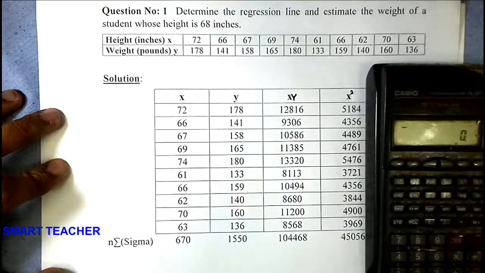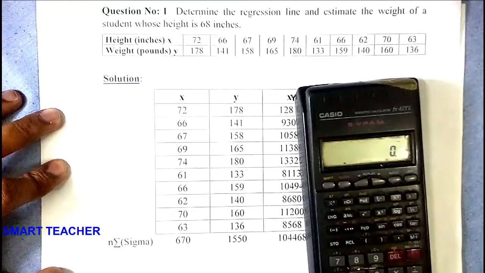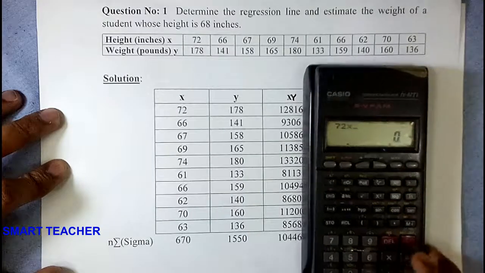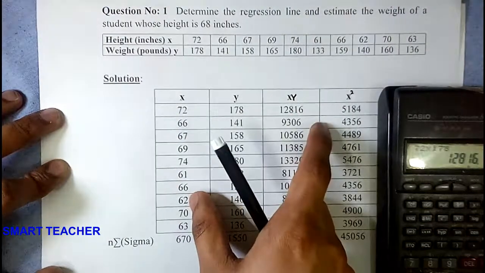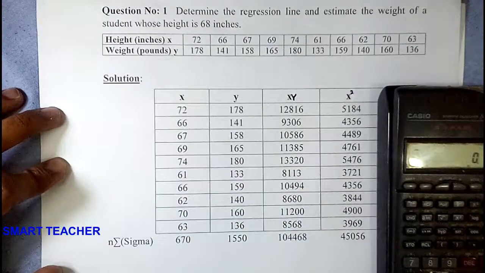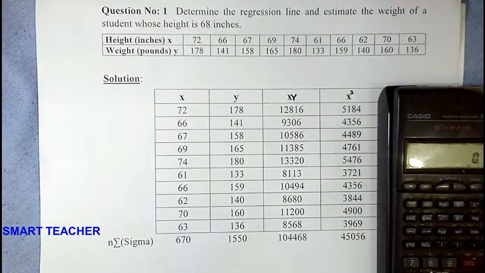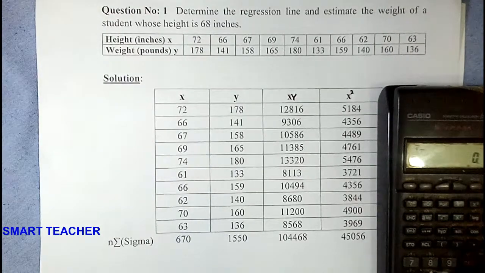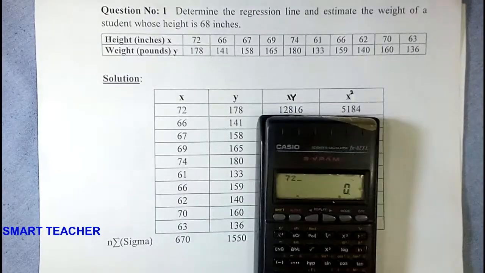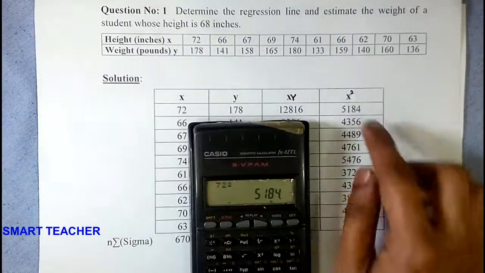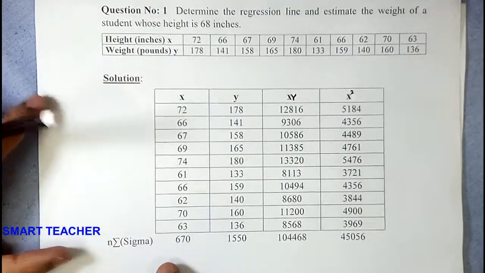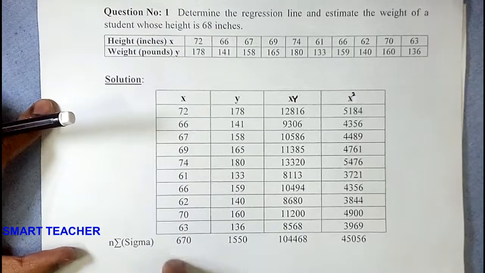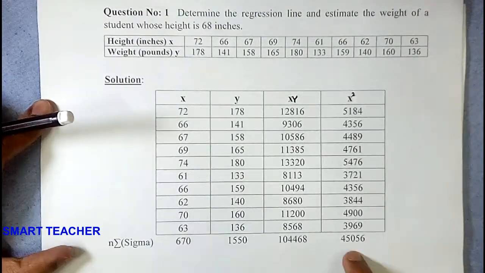I have simply multiplied x observation with y. 12816. By multiplying x observation with y, you can get xy. Similarly, by taking the square of x, you can find the x square values. Then you sum up all the observations of x, y, xy and x square.